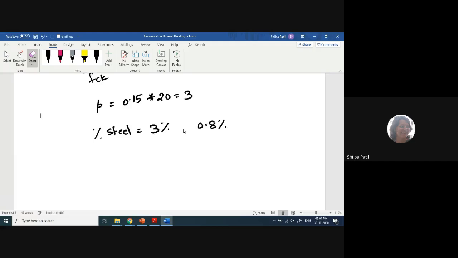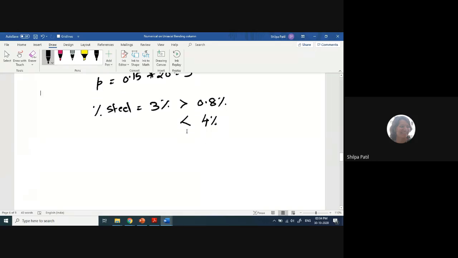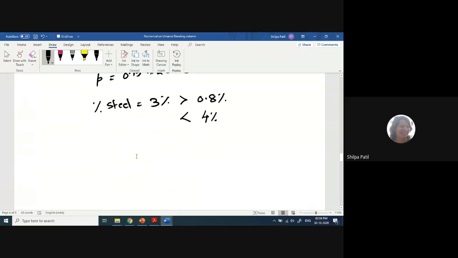So I will write down here, this value should be greater than minimum and it should be less than the maximum. Maximum value is considered as 4%. Practically, though it is mentioned in the code as 6%, we actually consider it as 4%. We already have gone through the note given below about that maximum limitation. So I'm considering 4%. So the percentage steel is well within the required range.